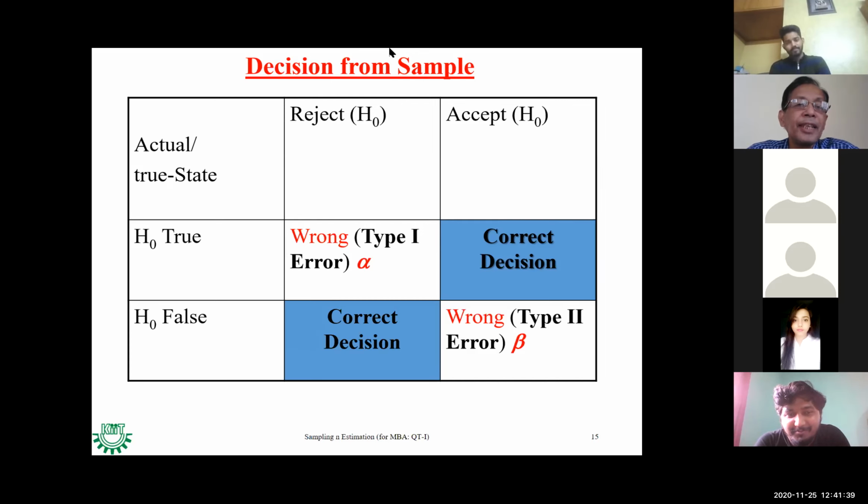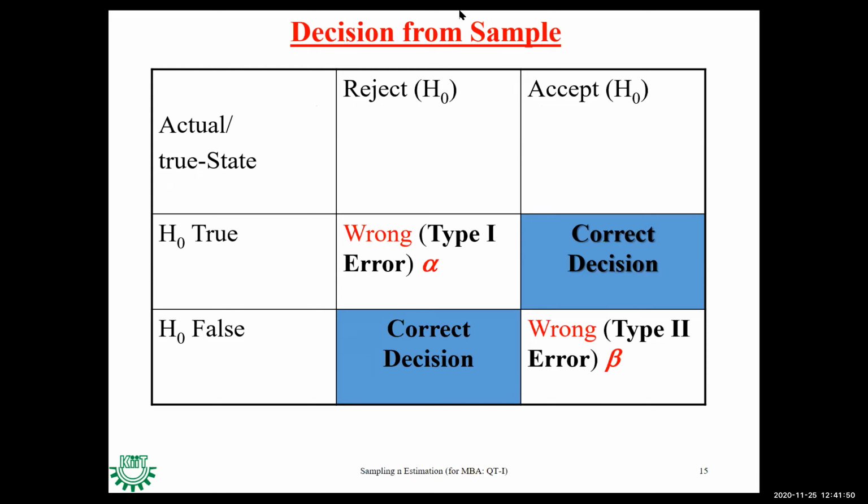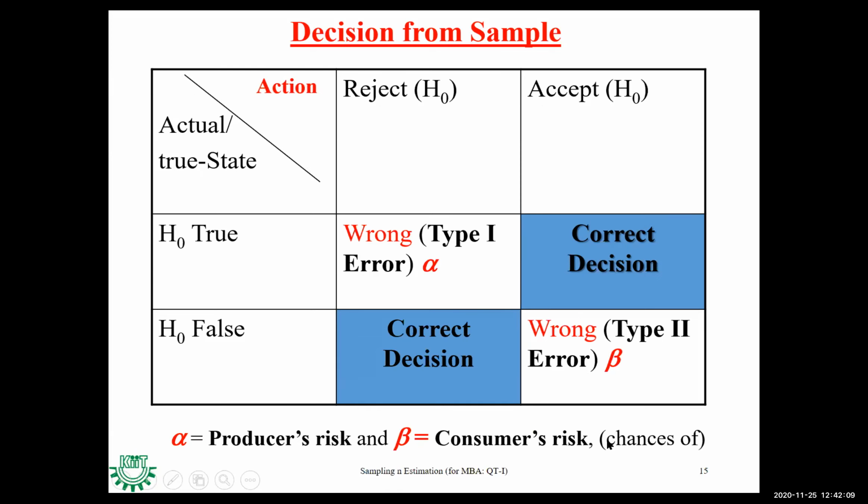Now this happens, but usually this type of instance will happen very rarely, remotely, like 2-4%. So the chance of type 1 error is denoted as alpha, and the chance of type 2 error is denoted as beta. Please all of you note it down, and they are actually called, the first is producer's risk and the second is called consumer's risk.